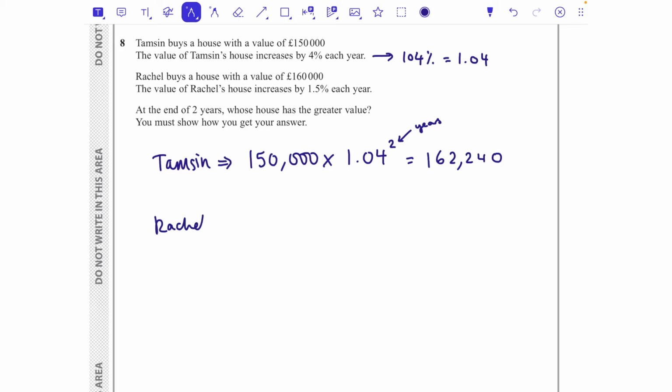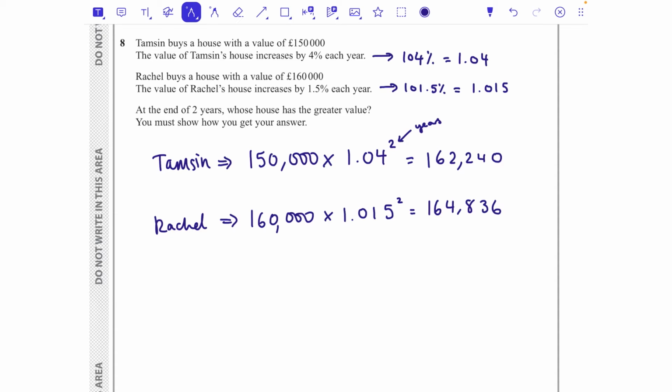For Rachel, her house is 160,000 times. Now, if you want 101.5%, that is 1.015 as a decimal. So we're going to times by 1.015 again to the power of 2, because we're just doing it for 2 years. So 160,000 times 1.015 to the power of 2, and that is 164,836.